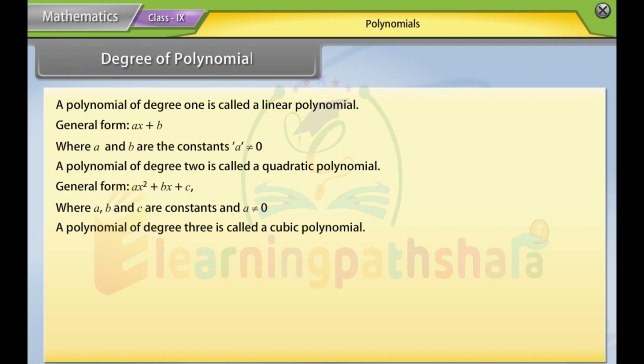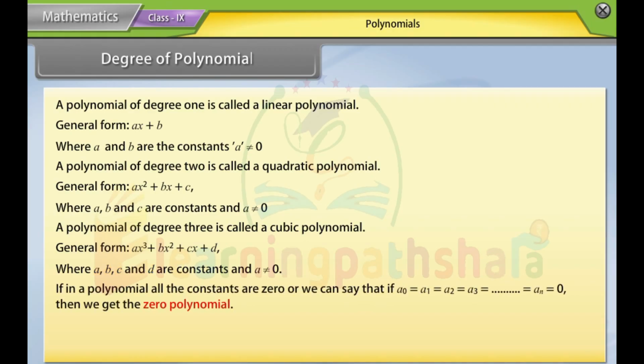A polynomial of degree 3 is called a cubic polynomial. Its general form is ax raised to the power 3 plus bx raised to the power 2 plus cx plus d, where a, b, c and d are constants and a is not equal to 0.